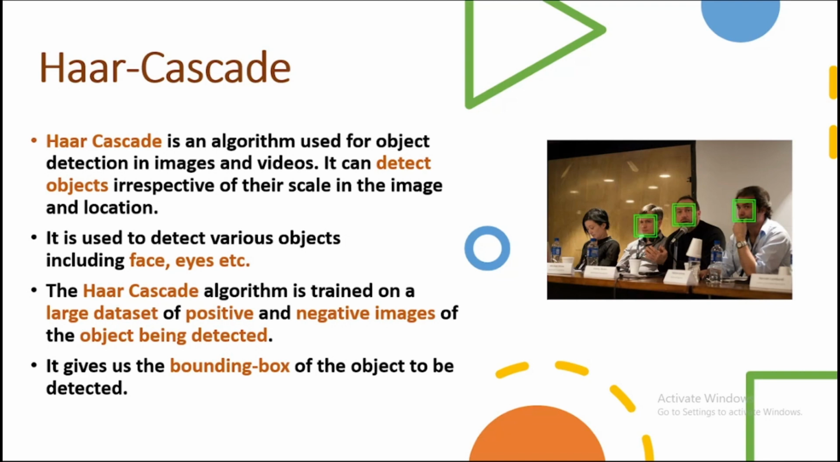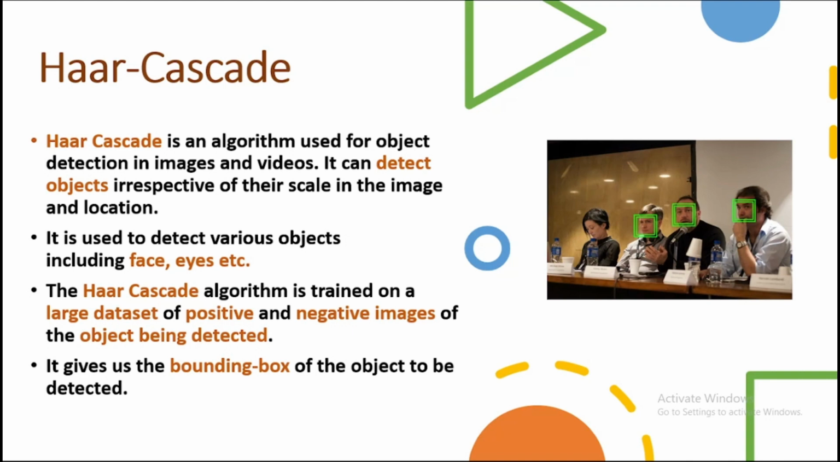It's given a large data set of images where it is told that this is the object it is detecting. So for example, if you're training for face, you give a large data set of many faces and you say that this is a face, and then you give a large data set of negative images, which basically means the images that are not faces, and tell it it's not a face. So it trains on it, and then it starts to detect the faces in the image.